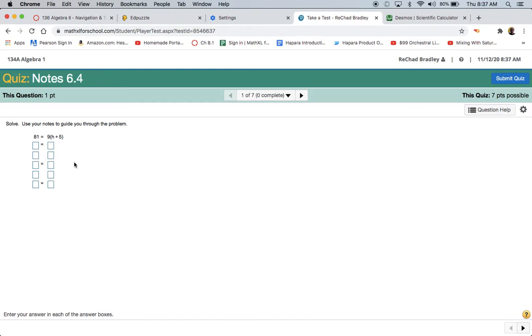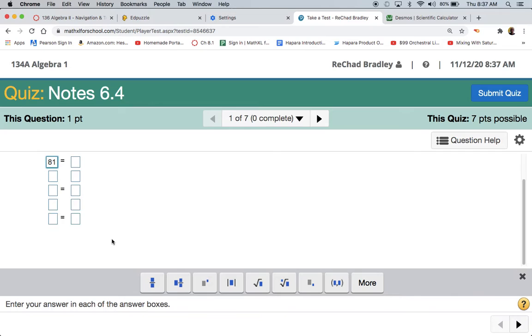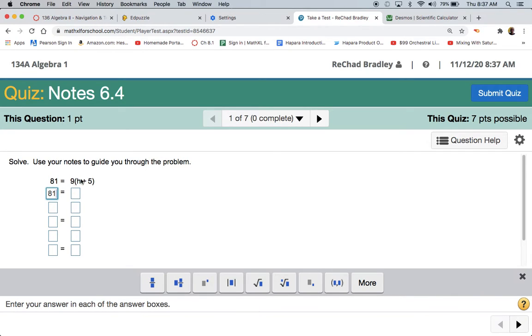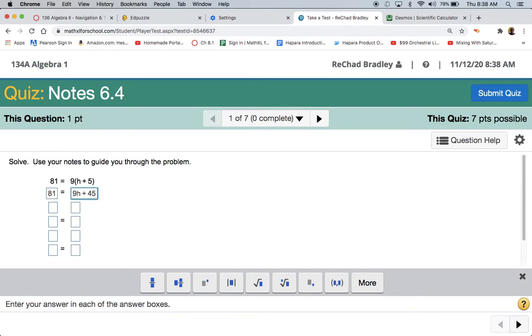Anyway, again, this is what we're looking at today. Let me zoom this in again so you can see it. Again, the only difference is that the distributive property is on that side. So we will bring down our 81. We will then bring down 9 times h, which is 9h, and 9 times 5, which is plus 45.